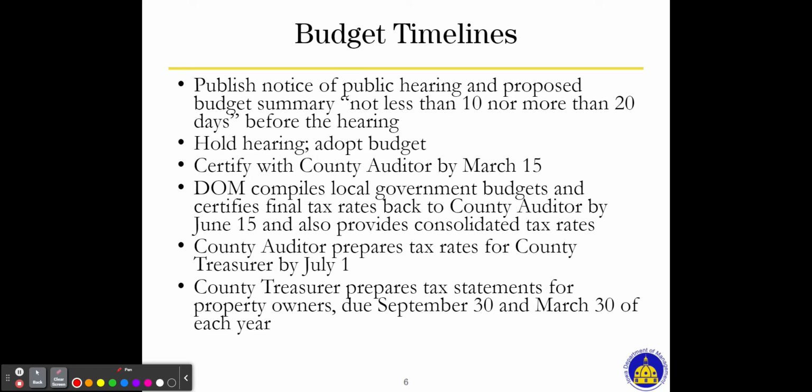The Department of Management compiles local government budgets and certifies final tax rates back to the county auditor by June 15th, and also provides consolidated rates. That's simply the rate in a particular tax district or geographical area that is the sum of the rate of all the taxing authorities within the area. So for instance, within a certain part of a city, it would be that area's city rate plus county hospital rate, et cetera, et cetera.